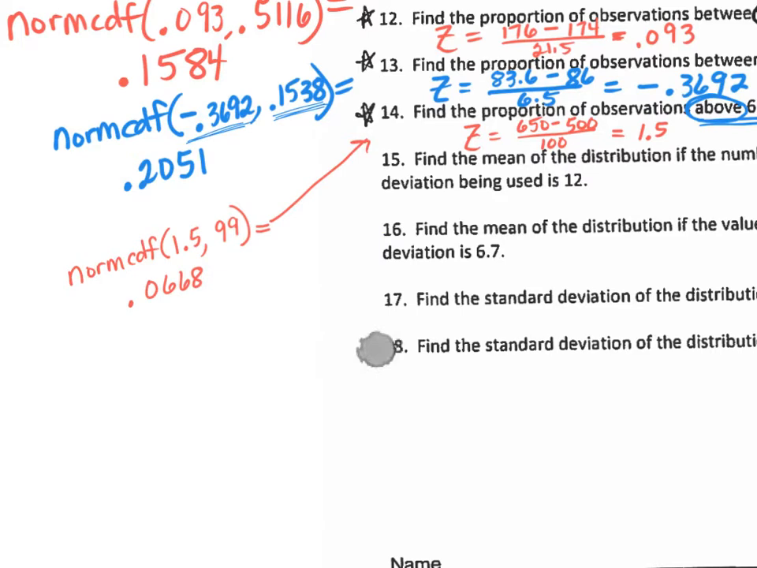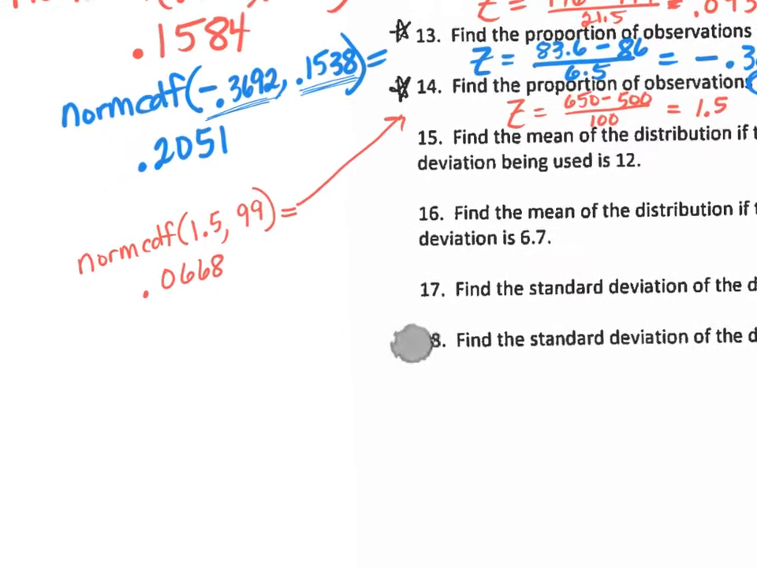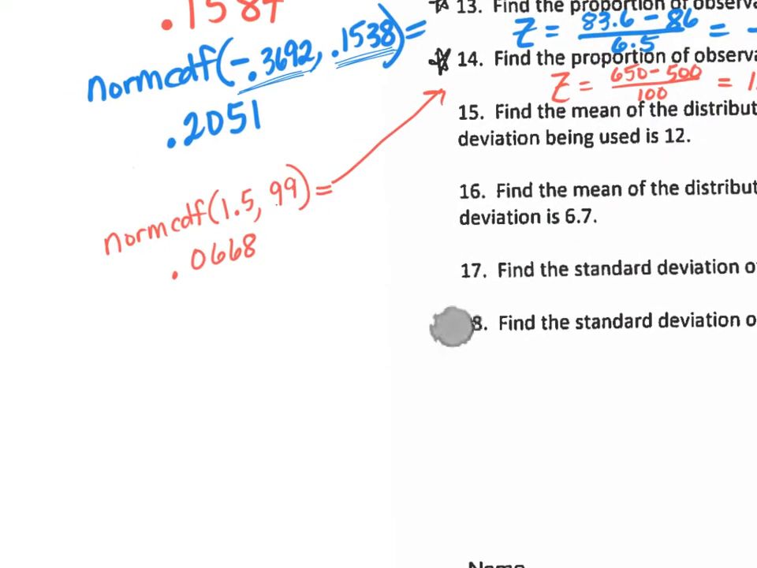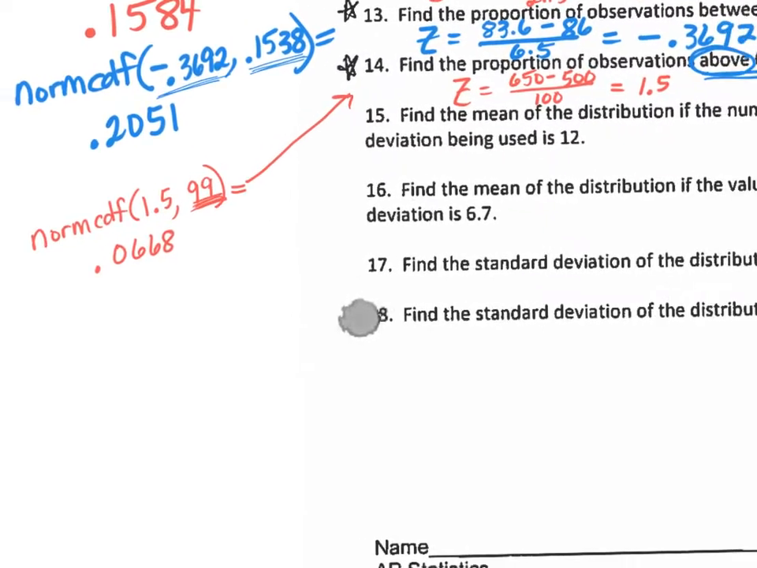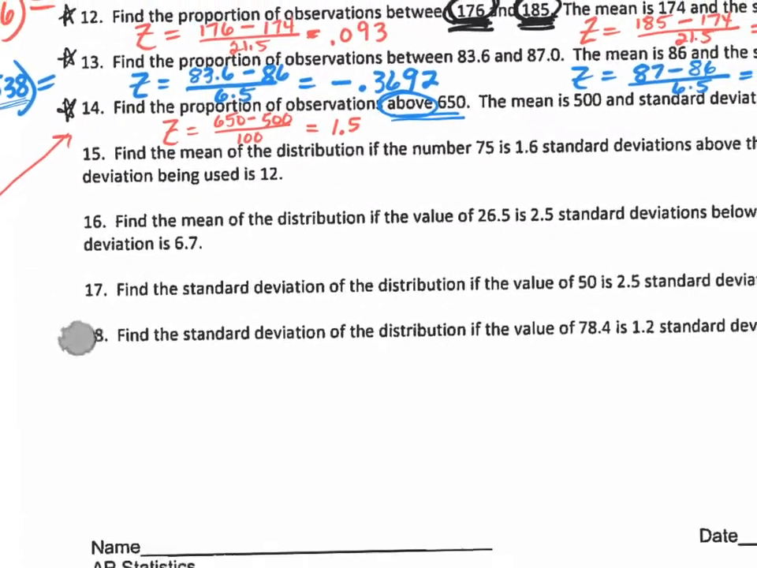Okay, so for number 14, I got a z-score of 1.5. And then I norm CDF'd from 1.5 out to positive infinity, which I simulated as 99 standard deviations out. I got 0.0668, so 6.68%. And hopefully we all got that since it was just 1.5 for that standard deviation. All right, so let's now take a look at how 15 through 18 are different.